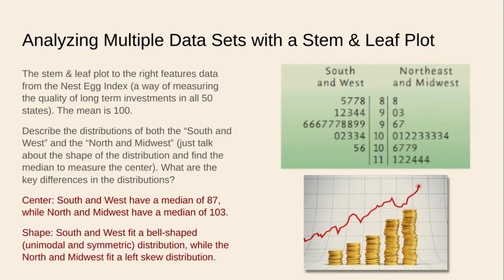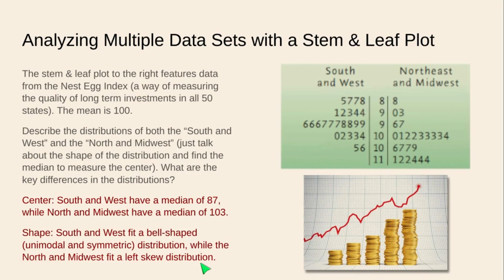Let's talk about the shape. The South and West fit a bell-shaped, that is unimodal and symmetric distribution. That's just about as close as you can possibly hope for in real-world data for a bell curve. That's very close to a perfect bell curve right there.